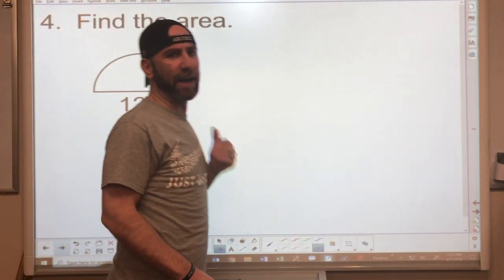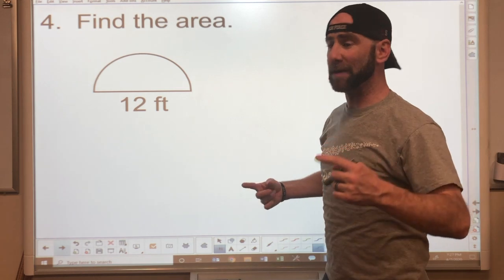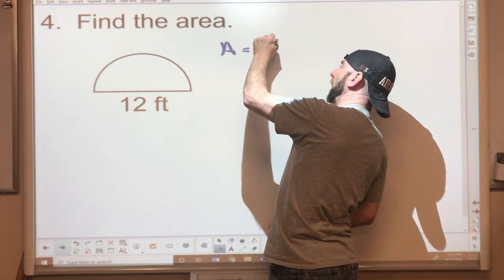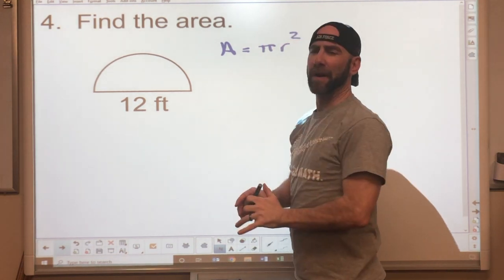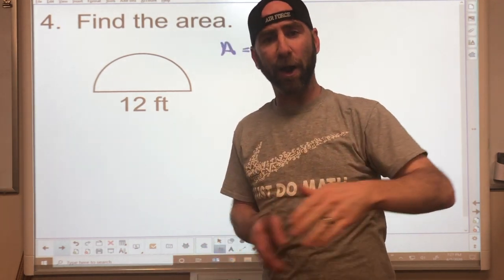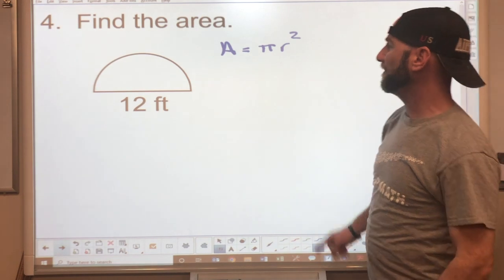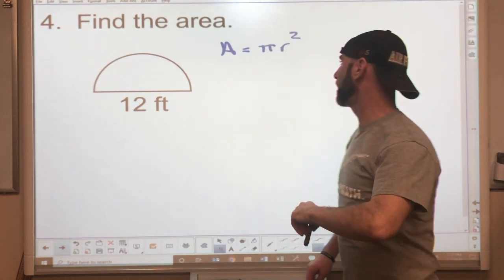Okay, this time it's finding the area. So we're going to use the formula for the area of a circle, which is pi radius squared. Remember, area is always squared. The formula, that'll help you to remember pi r squared. Okay, let's plug in the radius. If the diameter is 12, the radius is 6.